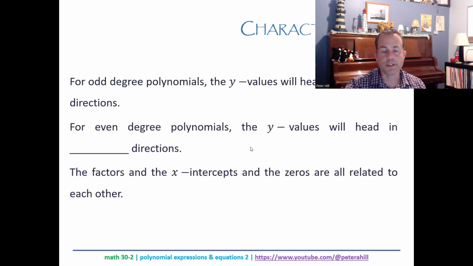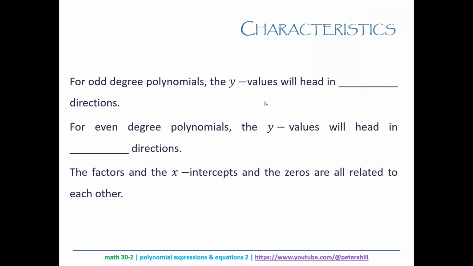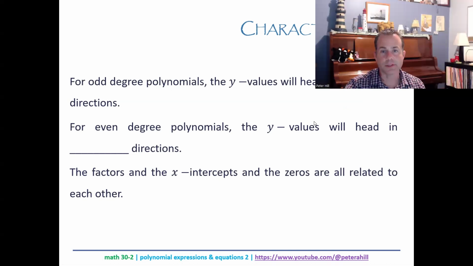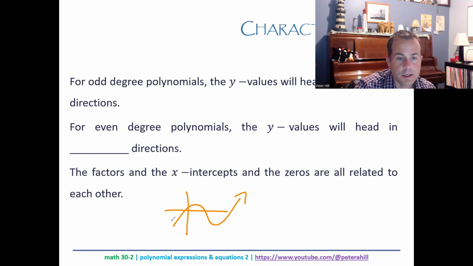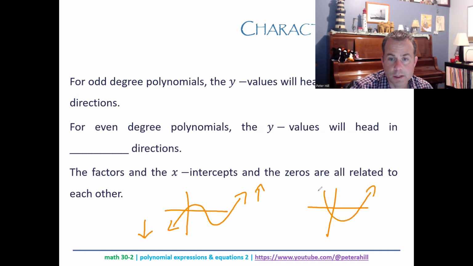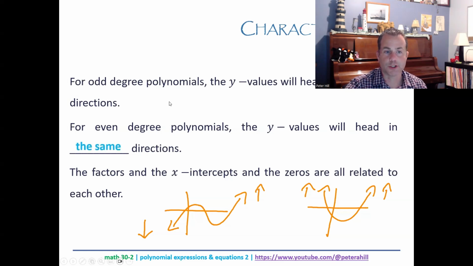For odd degrees, the y values will head in opposite directions. What I mean by that is the following. This would be an odd degree. If I look this way, I'm going down, and if I look this way, I'm going up. As opposed to an even degree: on this side, I'm going up, and on this side, I'm going up. So opposite directions for odd, and for even, it's the same direction.